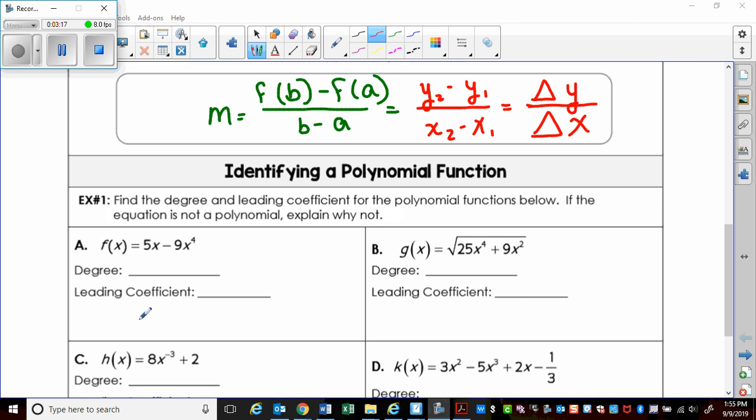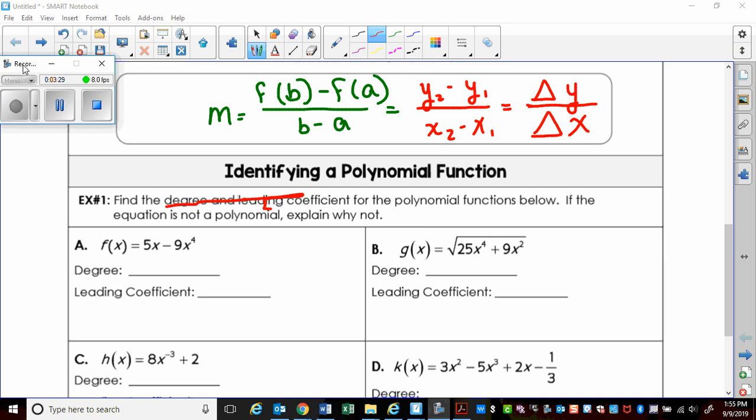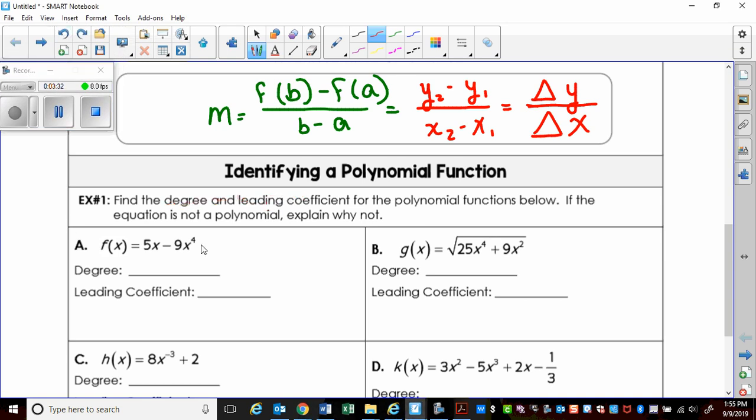Identifying a polynomial function. So this one is asking us to find the equation. If the equation is not a polynomial, explain why. Find the degree and then the leading coefficient. Alrighty, so the degree of this one is actually going to be the 4th degree, even though it's second. The leading, or the biggest exponent, is 4. And the leading coefficient is going to be the number in front of that x, which is negative 9.